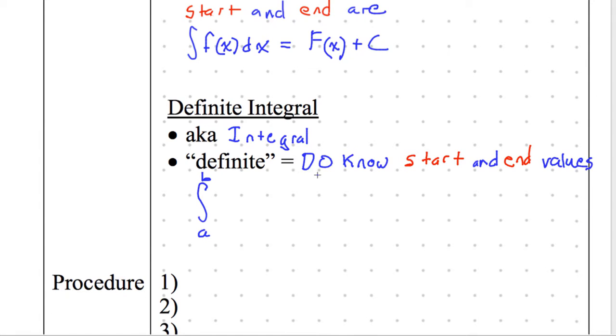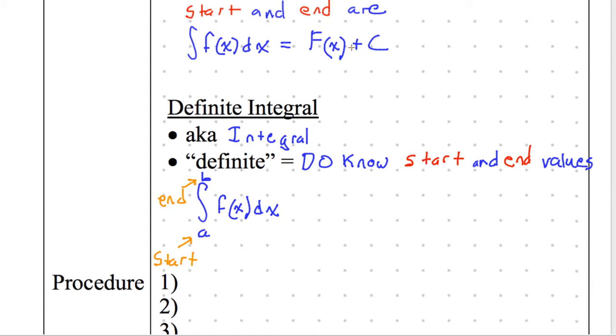All right, so we'll have general f of x dx. This thing has a start value of a. The start value is always on the bottom. That end value is always on the top. That will never change. Start is always a, end is always b.